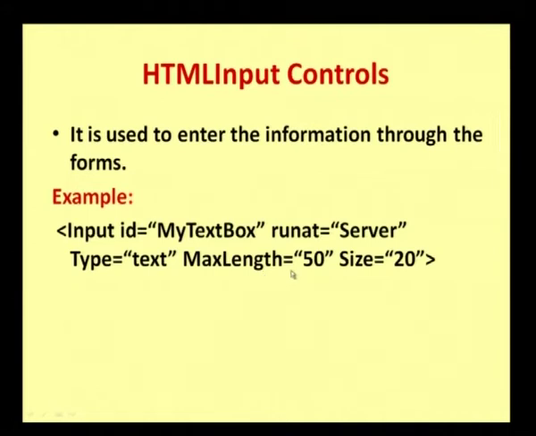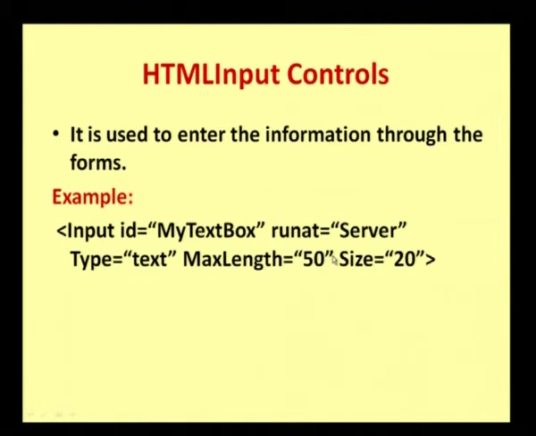So what is the size of the length, the maximum characters the user should enter, and the size of the text field. All these will be considered as attributes: id, the name of the text field; runat=server, which specifies it is an ASP.NET control; and type, which specifies it is a text field. So we have to give type equal to text, then the maximum length of the characters to be entered, and the size of the text field. So these are the attributes: id, runat, type, maxlength, and size.